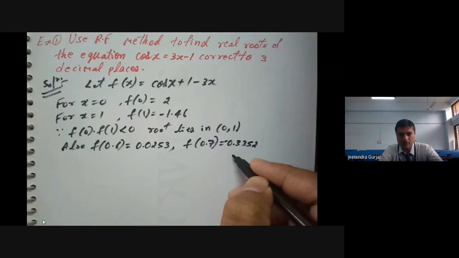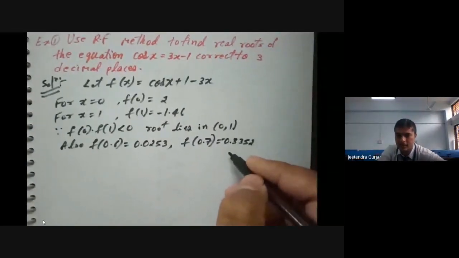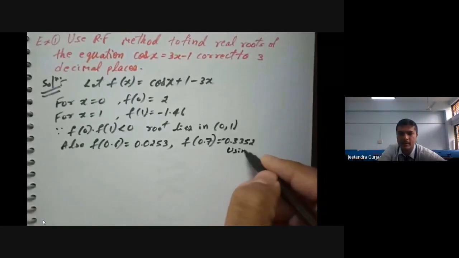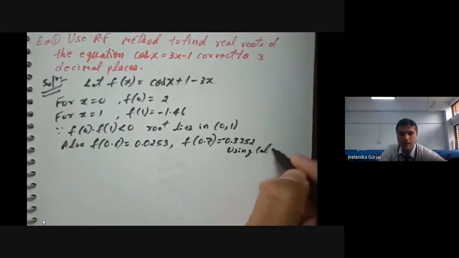Without doing the iterations, the 9 iterations, I will tell you today how we are going to get this. F of 0.6 is positive and f of 0.7 is negative. This is our initial values now. For the next iteration, direct answer we will get. We don't go for 9 iterations now. Just go for 2 iterations, we'll get the answer. So using the calculator.